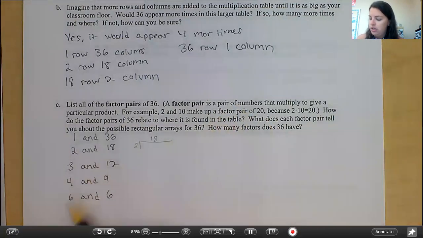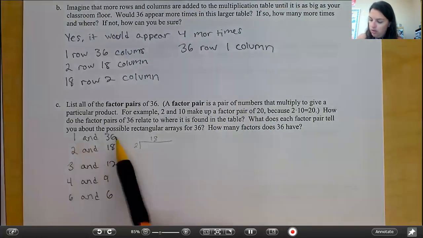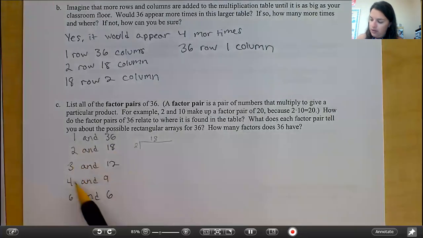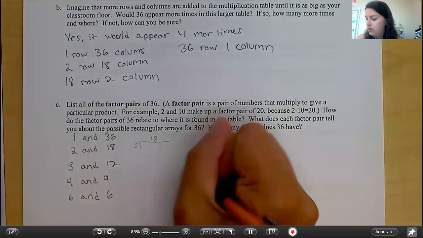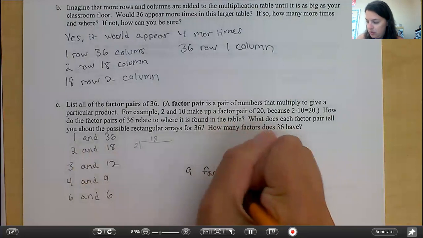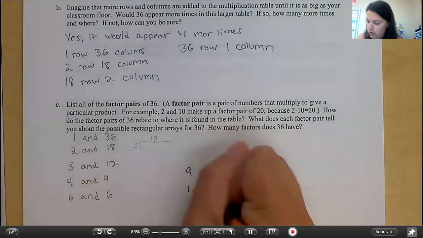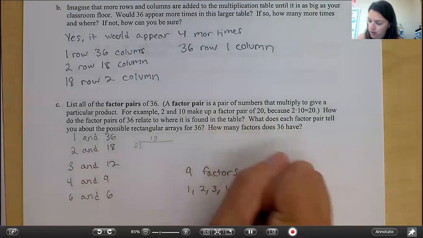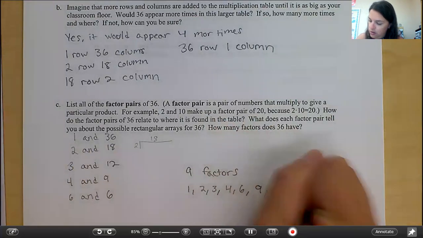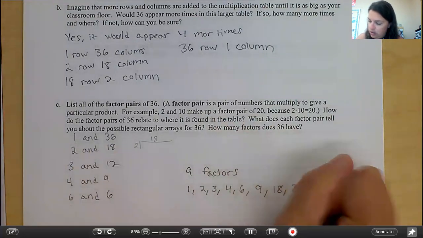How many factors does 36 have? Well, we can only count 6 once. So 1, 2, 3, 4, 5, 6, 7, 8, 9. So there are 9 factors of 36. And they are 1, 2, 3, 4, 6, 12, 18, and 36.